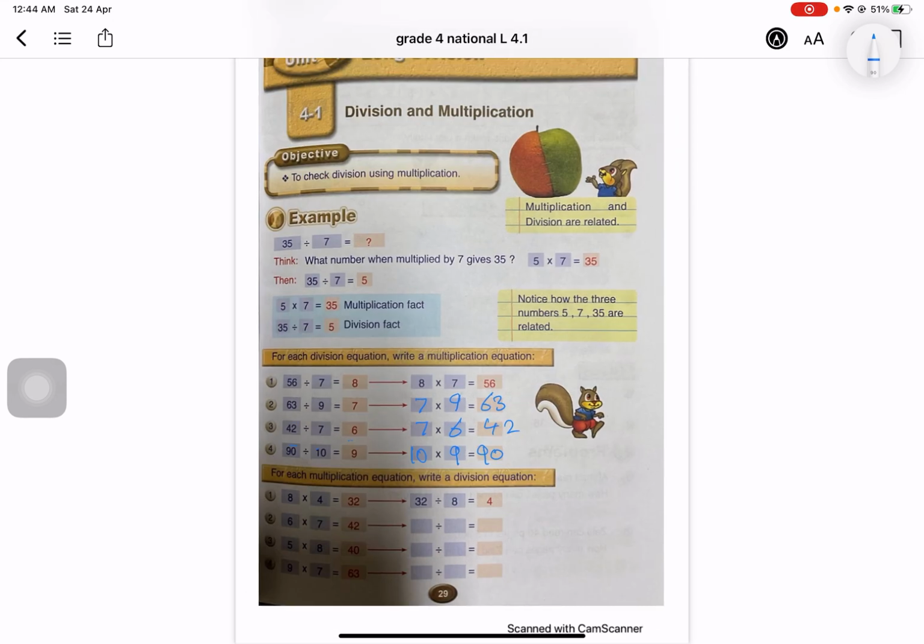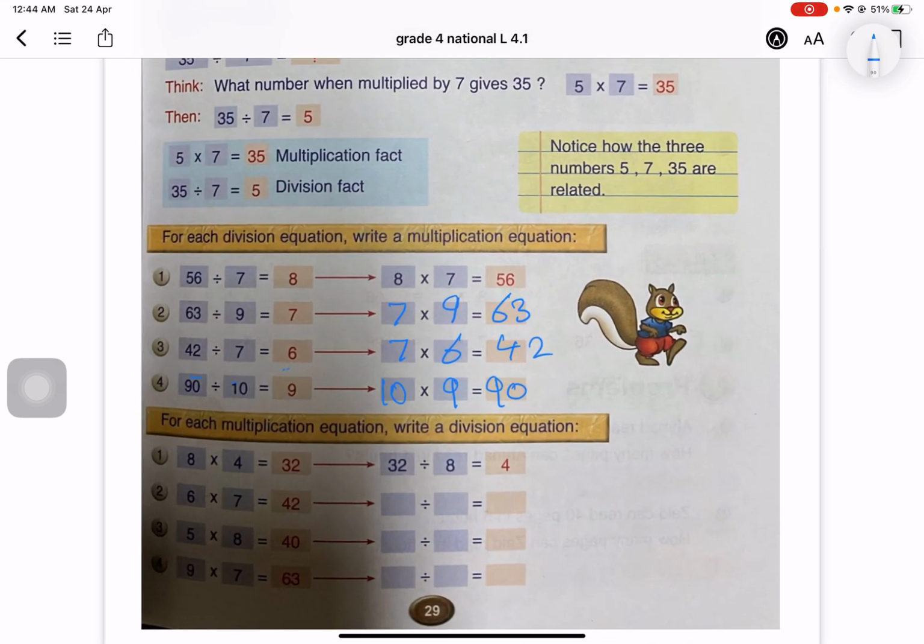Now, here, if I have 8 multiply 4, the answer is 32. So 32 divide 8, the answer is 4. 6 multiply 7, it's how much? 42. So you will start with this product, 42, divide one of these factors, 6, you will get 7. Someone will say, Miss, I will write 42 divide 7 equal 6. Both of them are correct.